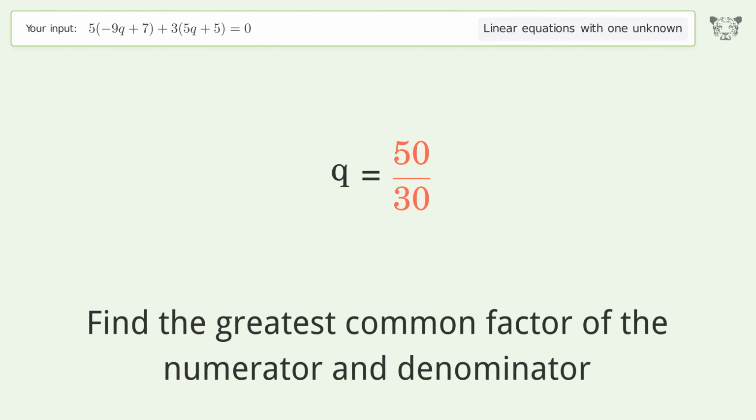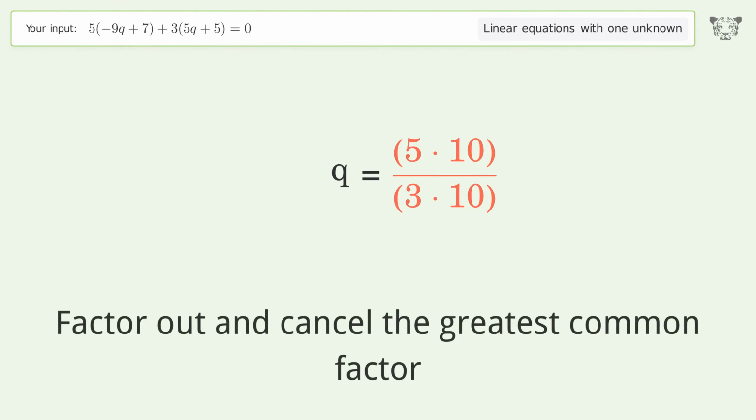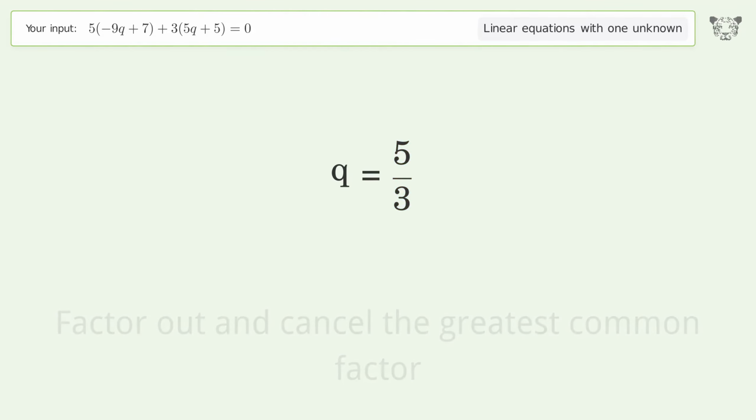Find the greatest common factor of the numerator and denominator. Factor out and cancel the greatest common factor. And so the final result is q equals 5/3.